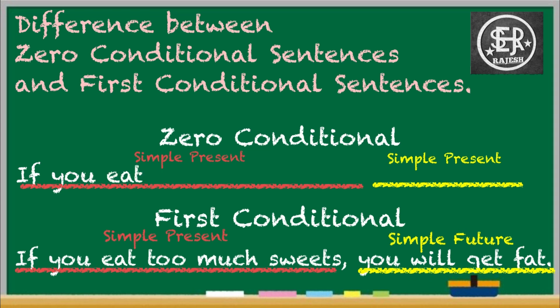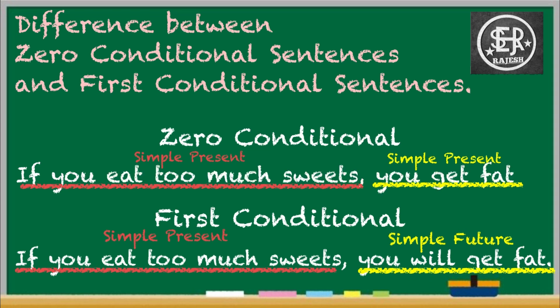In zero conditional, we say general truths. If you eat too much sweets, you get fat. This is a general truth. Now, what is said in the first conditional? If you eat too much sweets, you will get fat. Here we are talking to a specific person. It says that if you do something in the present situation, you will have such a result in the future.